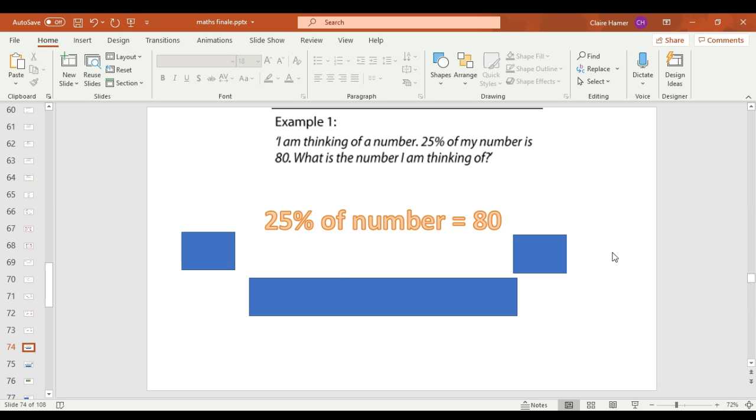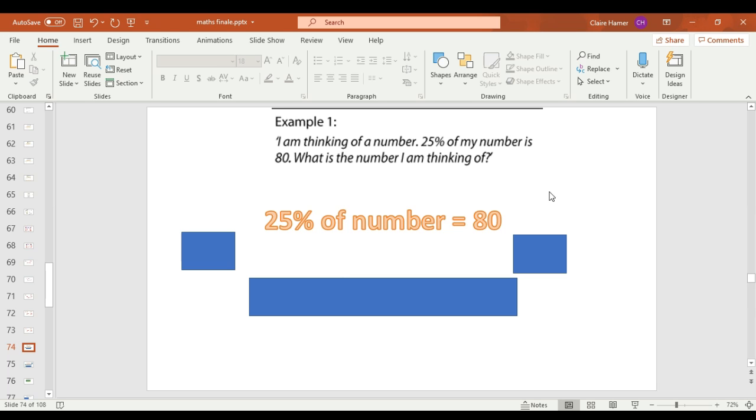Right, so you need to remember, always write down what you know. So I've written down 25% of number equals 80. Now you want to get back to the full number. So what percentage are we thinking about? So we're aiming to get to 100%. So now think about, what do you multiply 25 by to get to 100?